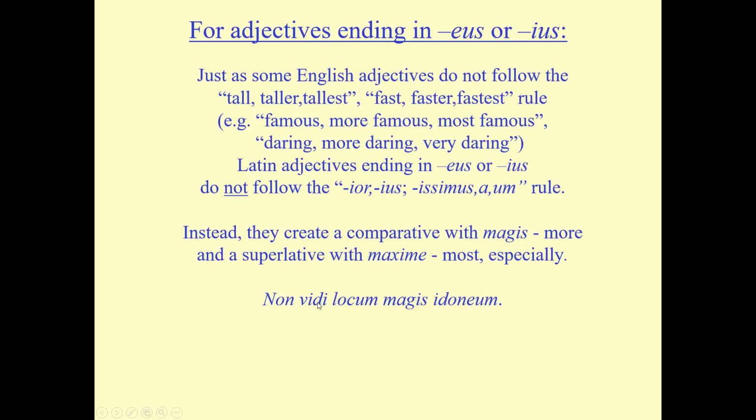So I have not seen a place magis idoneum. This is comparative because magis is comparative. It means more. So I have not seen a place more suitable. Okay. Now that's important because on the quiz, you're going to want to avoid the temptation to just say, oh, the comparative would be idonior, because that's what normal words do. You have to learn the irregularities this chapter.